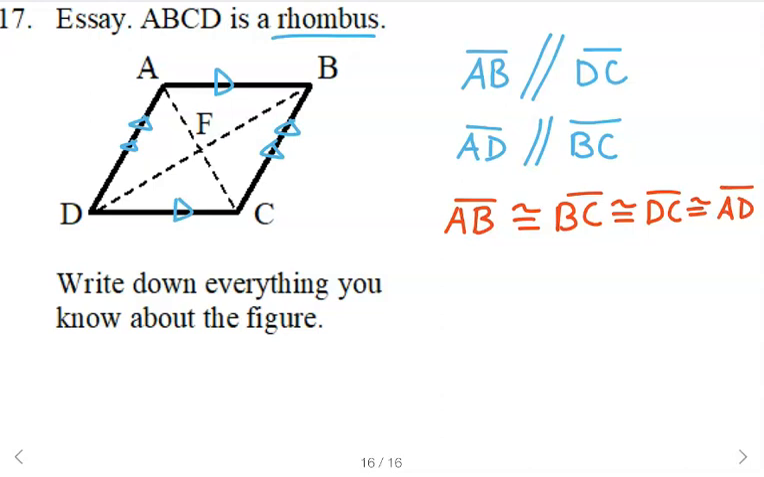We can say that the diagonals bisect each other. We could write that in words, or we can state that AF is congruent to FC. We could state that, and by the same reasoning, we can state that DF, that segment, is congruent to segment FB.